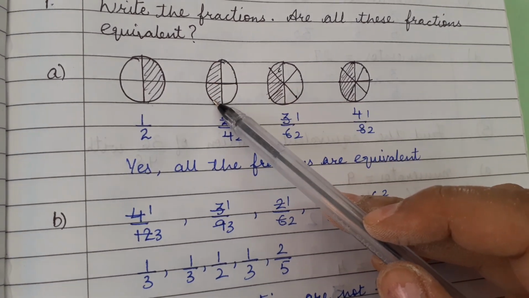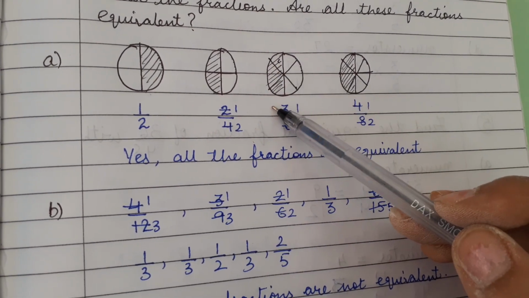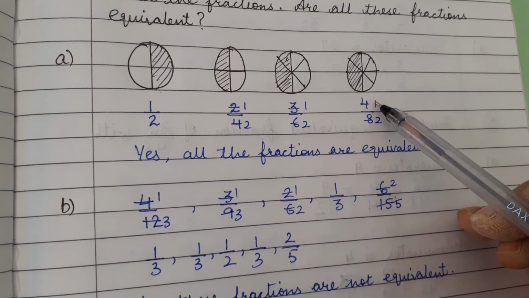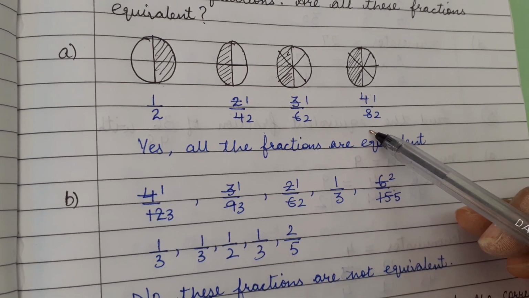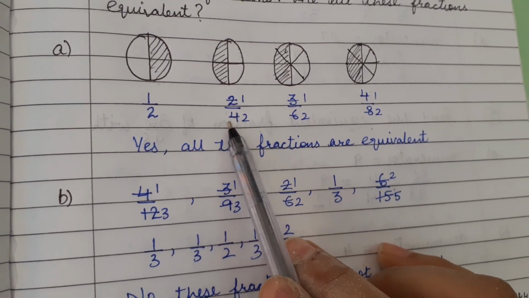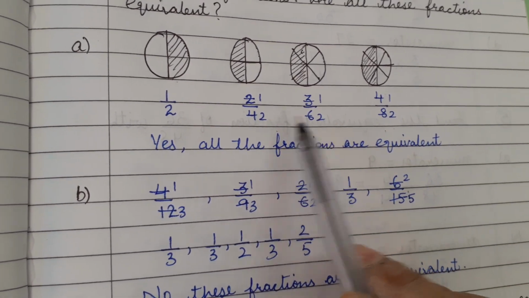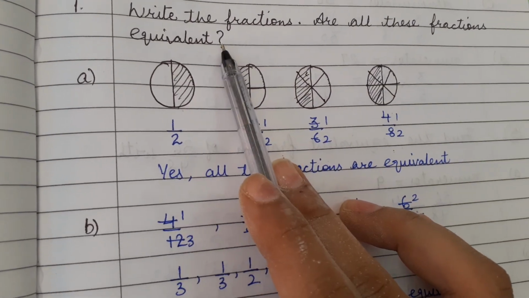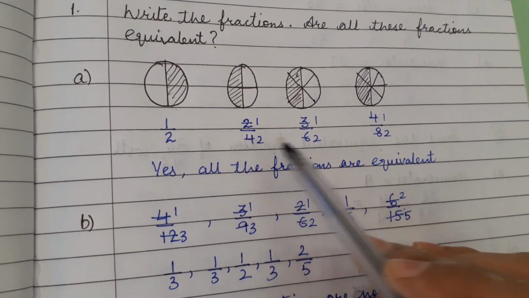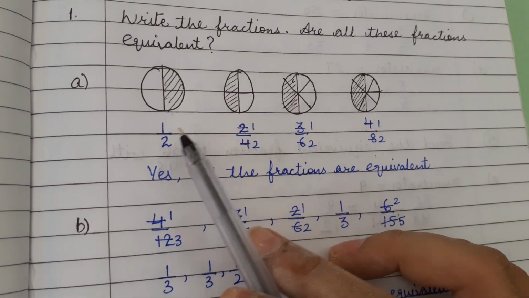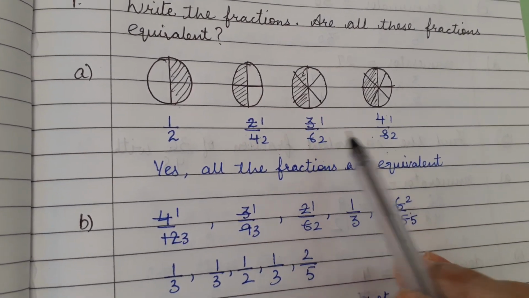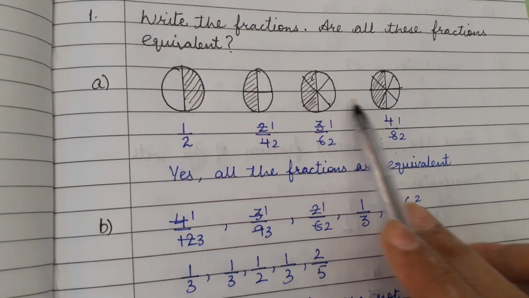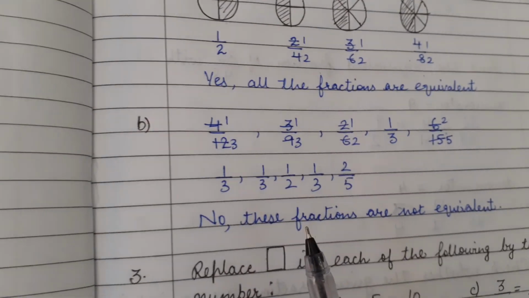The fraction of this figure is 2 by 4, this one 3 by 6, and this one 4 by 8. So if I reduce these fractions, I will get 1 by 2, 1 by 2, 1 by 2. The question was, are all these fractions equivalent? If I reduce the fractions and I get the same fraction all the time, that is 1 by 2, 1 by 2, 1 by 2, 1 by 2, that means yes, all the fractions are equivalent.